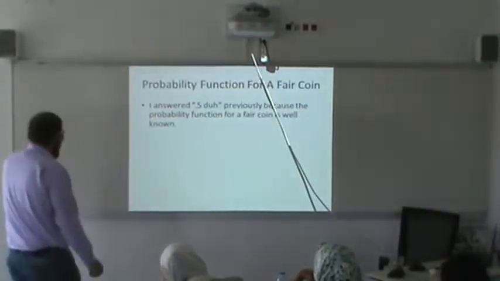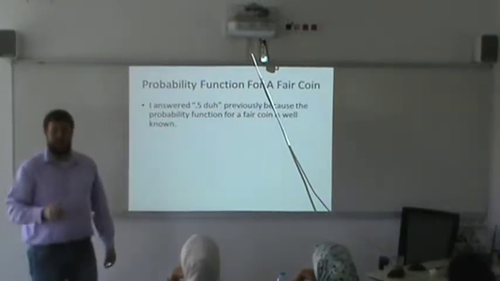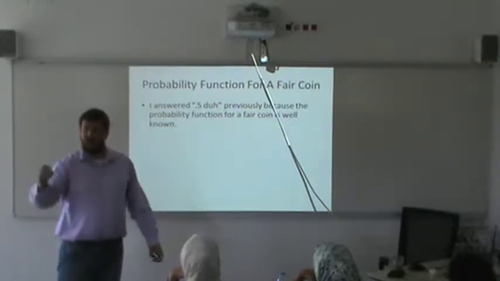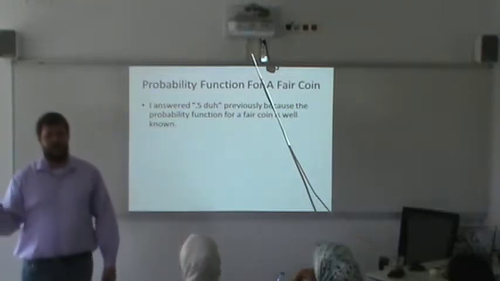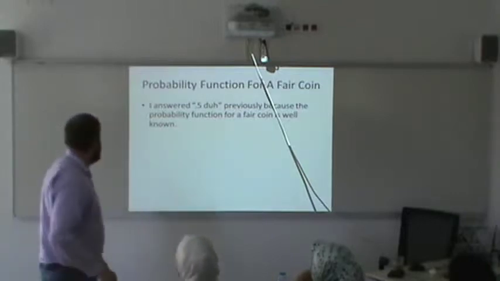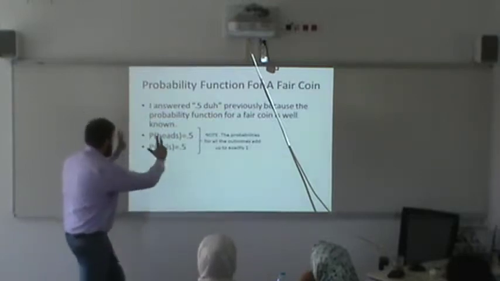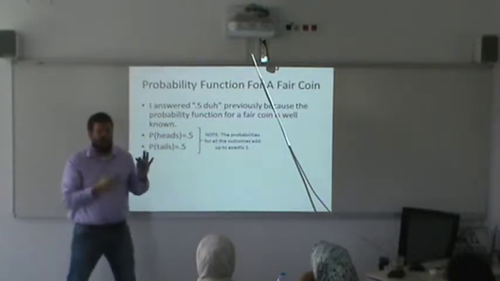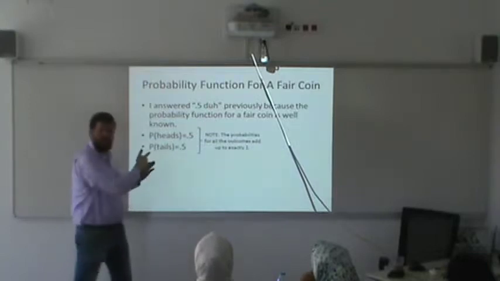All right. So the probability function for a fair coin is really, really well known. By definition, the fair coin, both sides are equally probable. The probability function for a fair coin says that the probability of a head is 0.5, and the probability of a tail is also 0.5, right? This P something means probability of that outcome. So probability of heads is 0.5. Probability of tails is also 0.5.